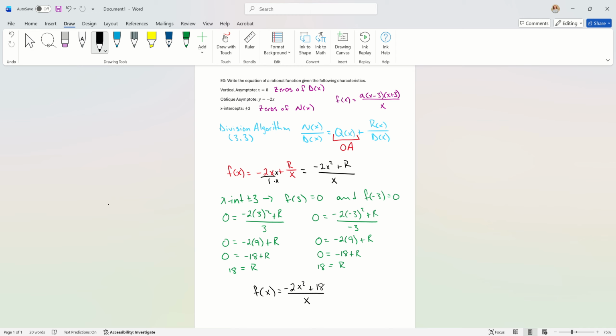However, just to show that it's the same as what we started with, if we factor the numerator, we get negative 2 times x squared minus 9 all over x. And then if we factor x squared minus 9, we get negative 2 times x plus 3 times x minus 3 all over x. And you'll see that that's the same as what we said above before we found out what that leading coefficient would be. However, we're going to give our final answer as f of x equals negative 2x squared plus 18 all divided by x.